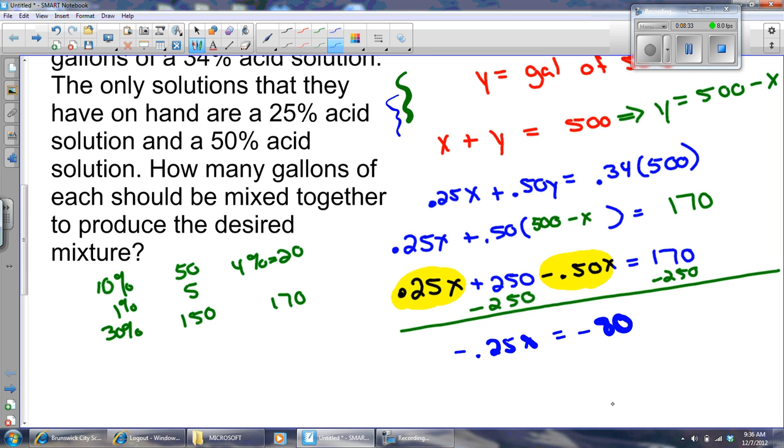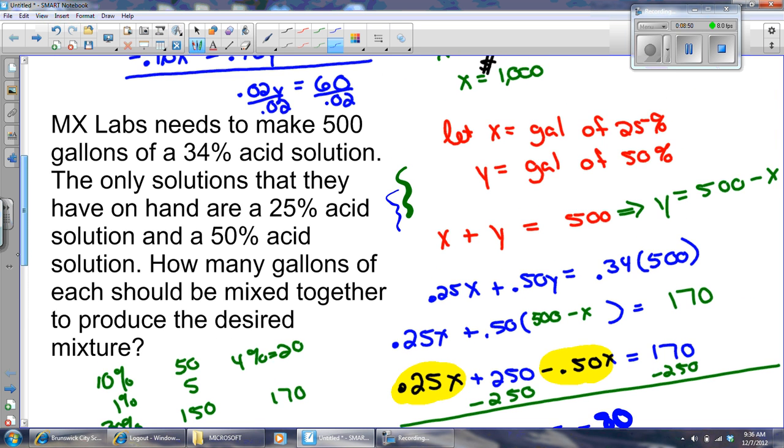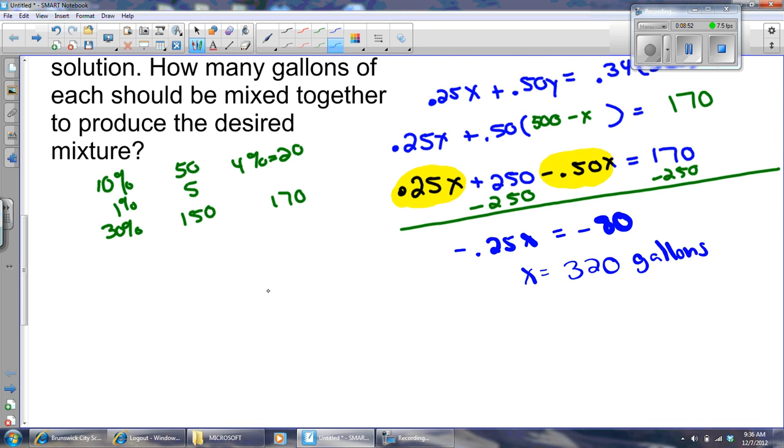Oh, there we go. Okay, so if I divide by a quarter, that's the same as multiplying by 4. I think x is going to be 4 times 80, which will be 320 gallons. Okay, if that's the case, I need to take that away from 500. 500 minus 320, and I'll get 180. So then y is going to equal 180 gallons.